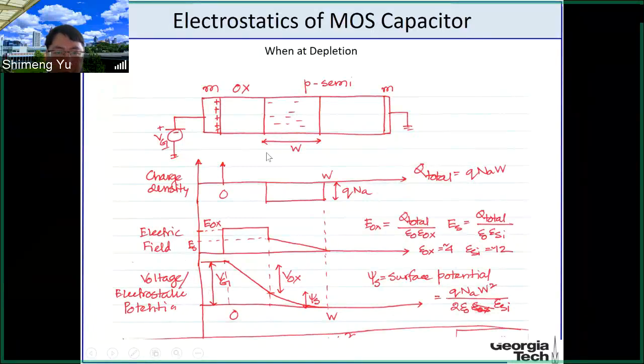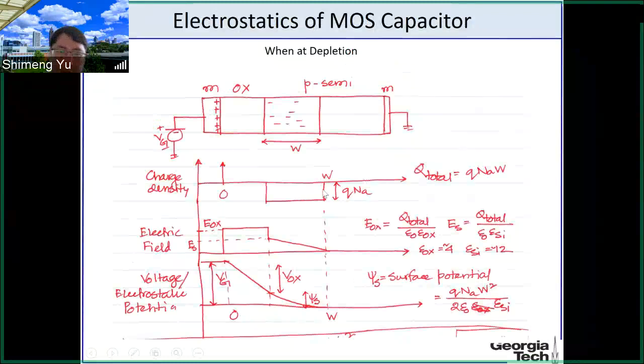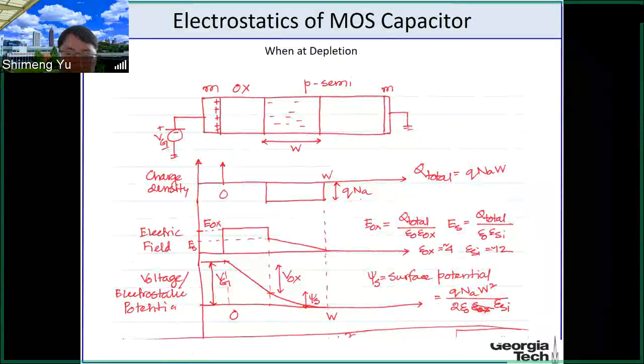So here, let's look at the charge density first. This is what we discussed from the previous slide. This is the depletion, so we don't have the surface electrons yet. So we only have this Na minus, so that's why we draw it in the negative part. So this is the same as this one, this Na minus. So here we have the doping density Na, so the charge density will be Q times Na, and then we have the W, which is the depletion width W.